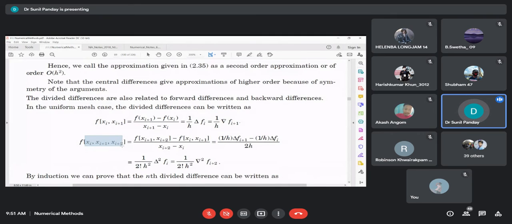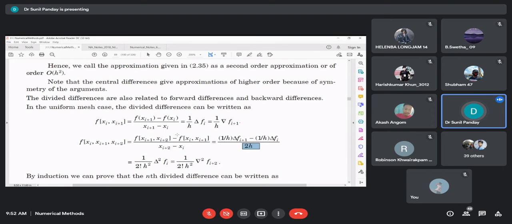Now for the second order divided difference, by the definition of divided difference, it is the first order divided difference of these two minus the first order divided difference of these two, and then divided by xi plus 2 minus xi. Because we are dealing with equally spaced data, there are two differences of h between xi plus 2 and xi, so xi plus 2 minus xi is 2h.